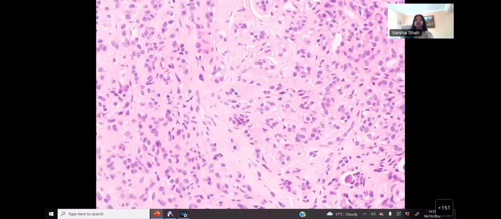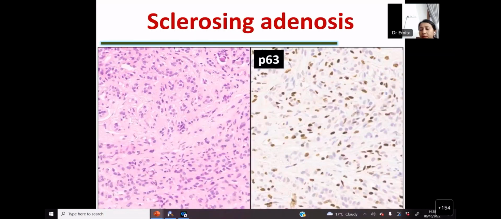Same again here, and you can appreciate how the glandular structures have got compressed by the fibrotic stroma, and the cells are literally arranged in a linear pattern, mimicking invasive lobular carcinoma. But because sclerosing adenosis is just a variant of adenosis, the outer myoepithelial layer is still preserved.